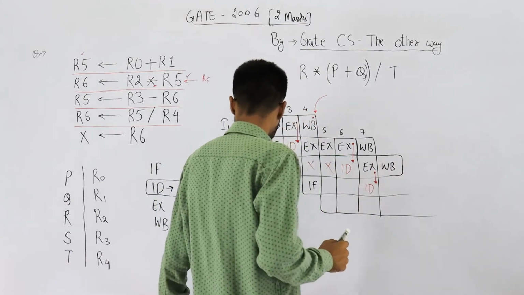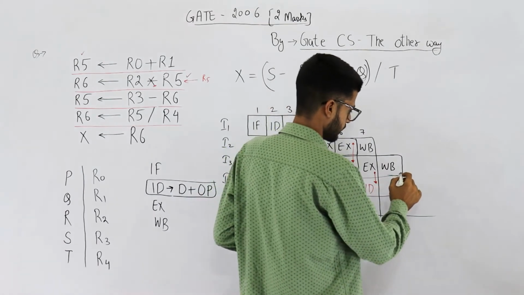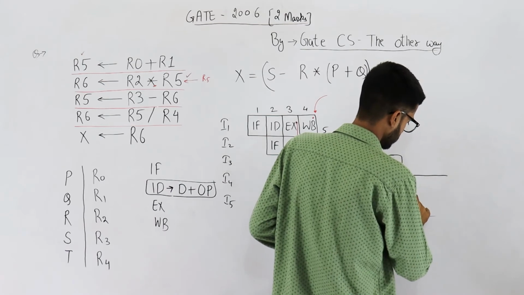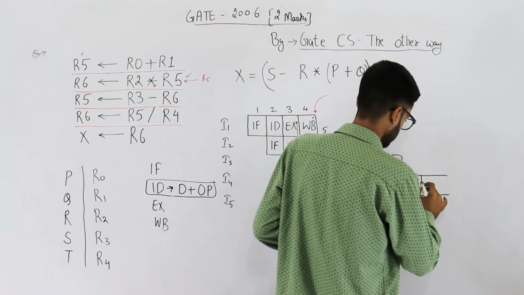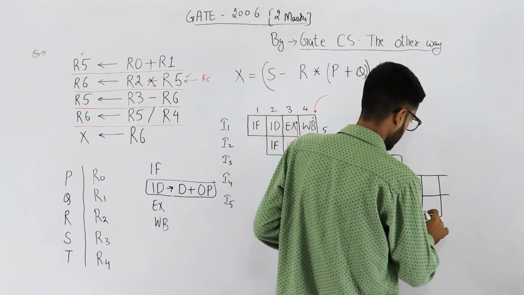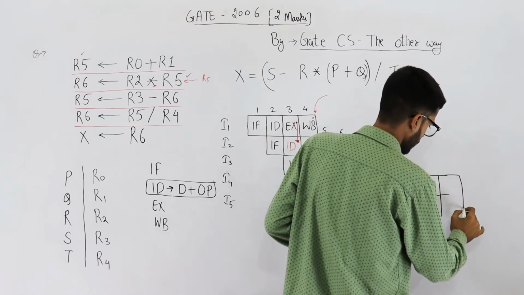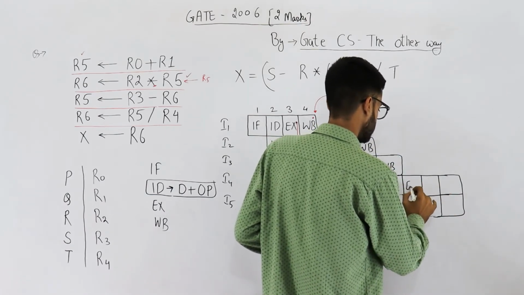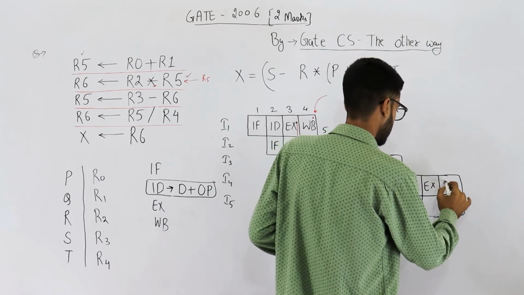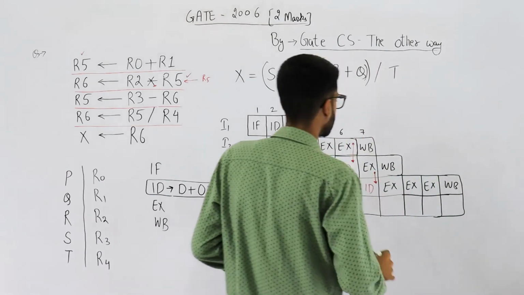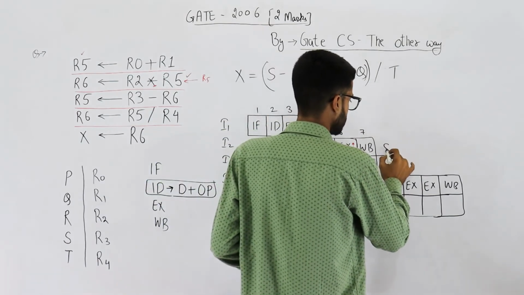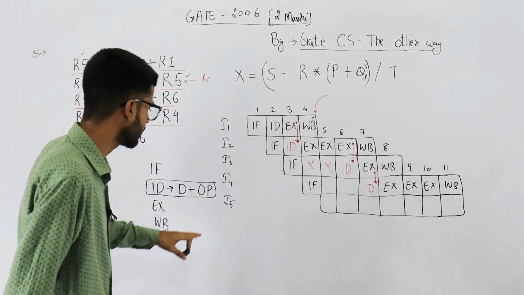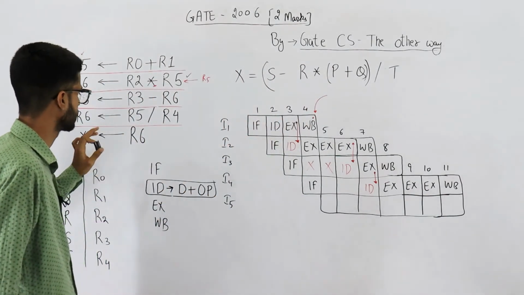After this, you require 3 clocks for the execute phase, and 1 clock for the write back phase. Okay, 3 execute and 1 write back, like this. Till now we have used 11 clocks. Now let's try to execute this last instruction.